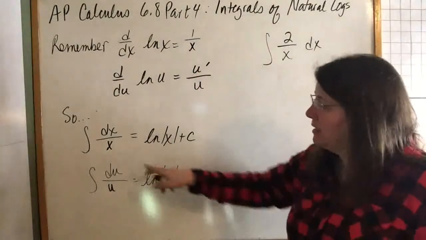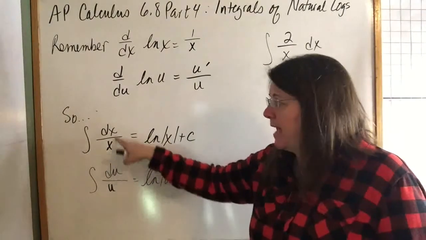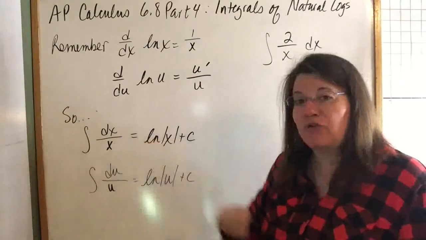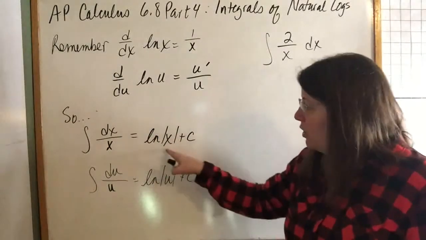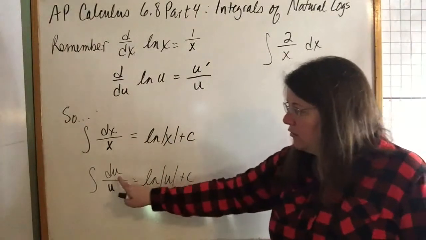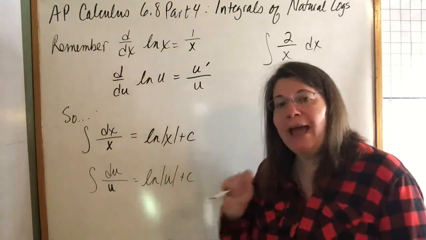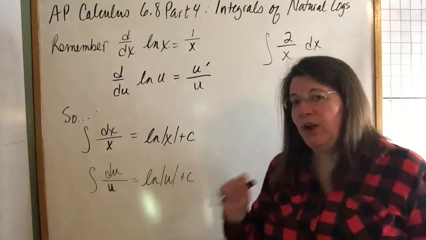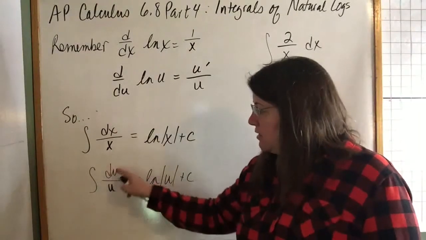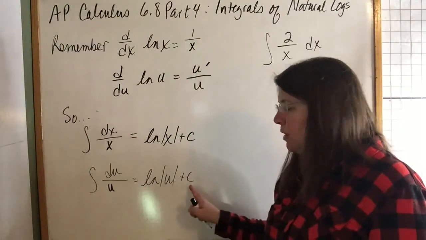So if I have the integral of dx over x, well, the derivative of x is dx. So we've got the derivative over the original, which would be a natural log situation. So the answer to this would be the natural log of the absolute value of what's on the bottom plus c. Here, the derivative of u is du, so I've got the derivative over the original. Whenever I have the derivative over the original, it's very likely to be a natural log situation. So here, since this is the derivative of u, the answer would be natural log of the absolute value of u plus c.